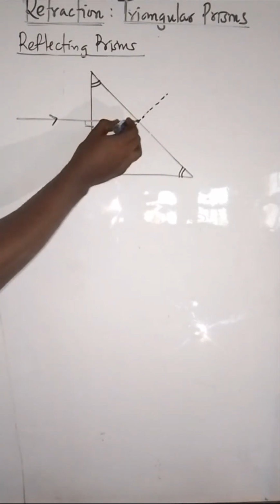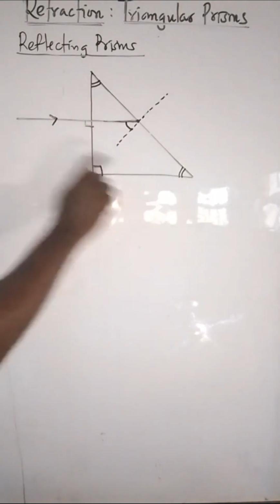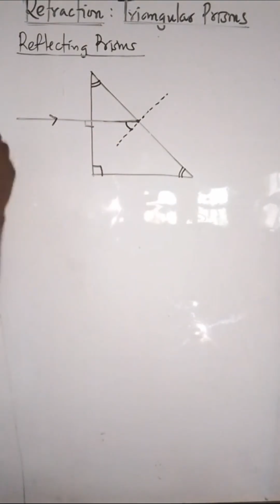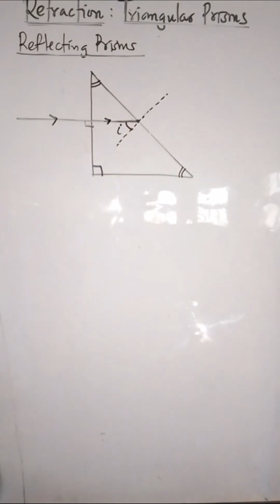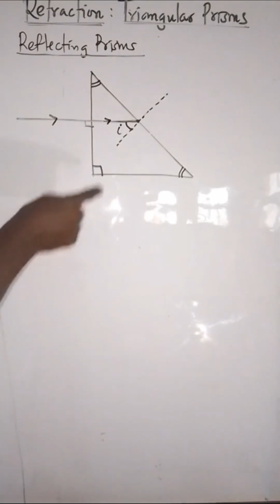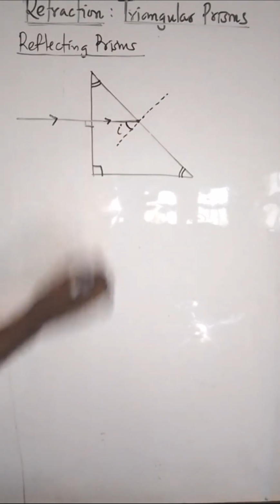This angle, for this particular second face, this ray is like our incidence ray. So this is the angle of incidence. And if we are to calculate this angle, the angle will be exactly 45 degrees, and we can show that by geometry. Let's show that this angle I is 45 degrees.